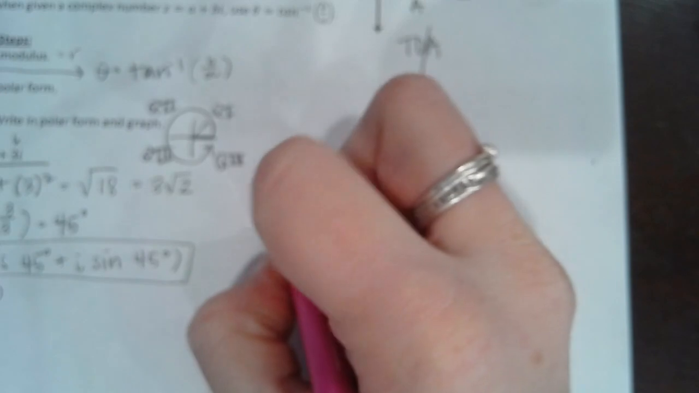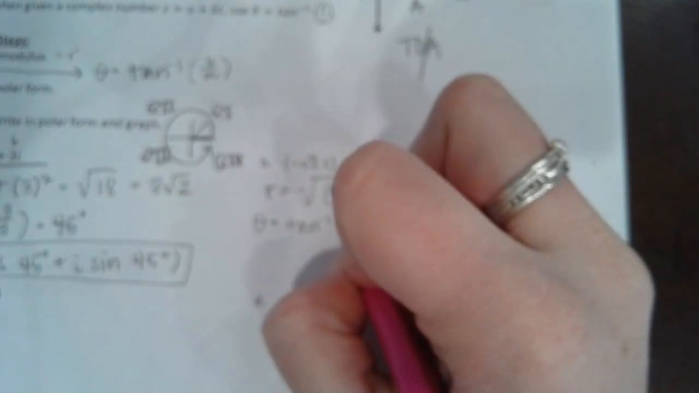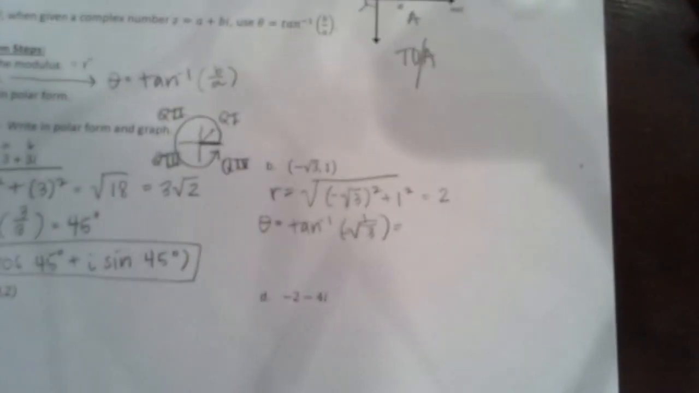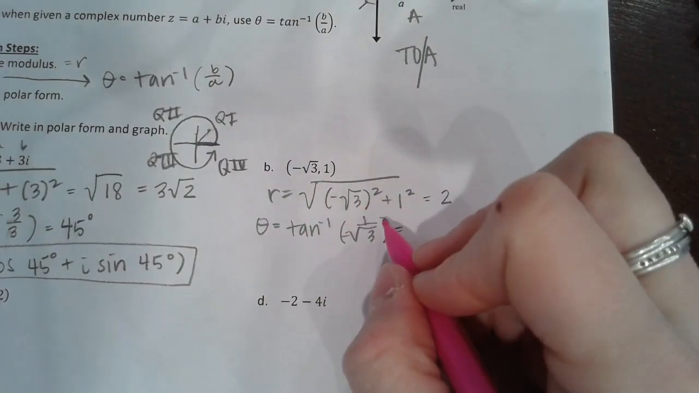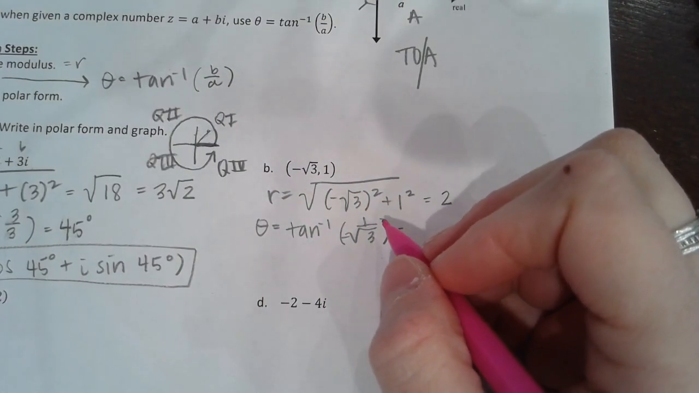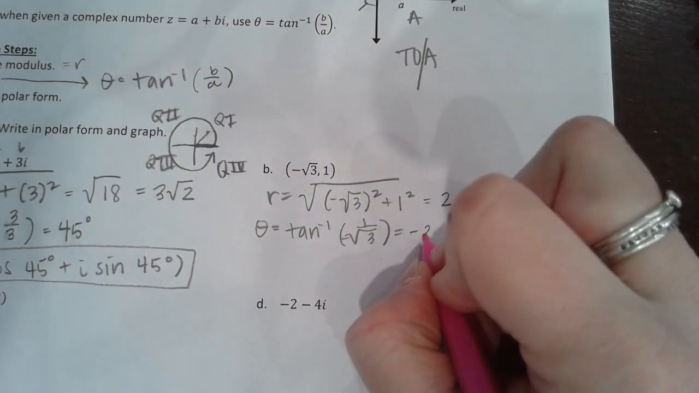Okay, so now let's do theta. So theta is the inverse of tangent, and then it's b over a. So 1 over negative root 3, like that. When you plug this into the calculator, then you end up with negative 30.